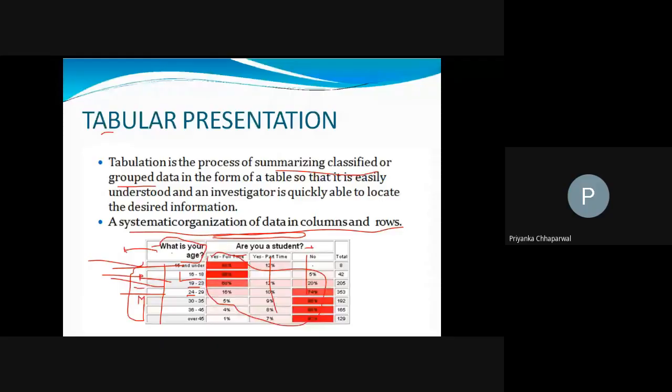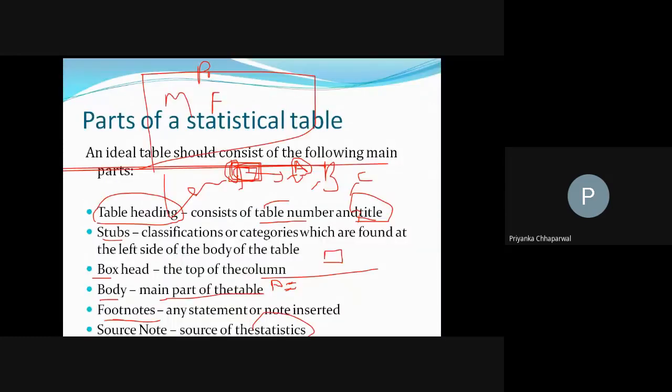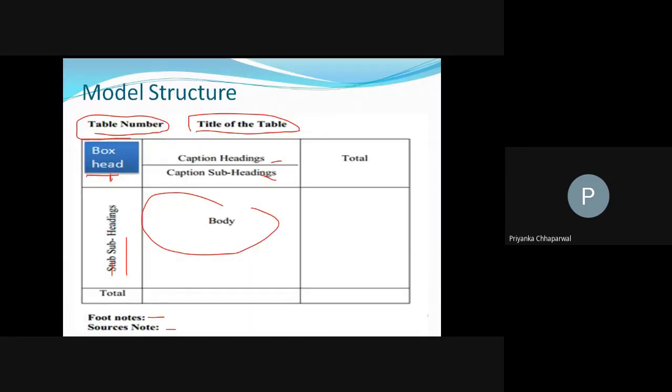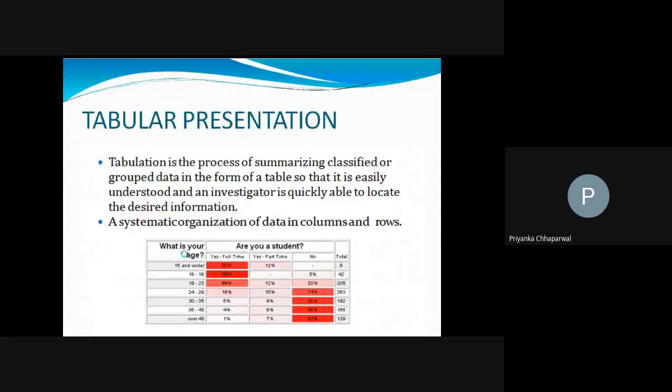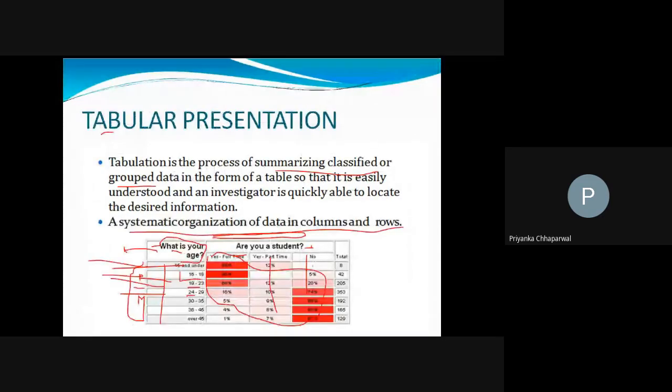So students, is it clear? It is your box heading. I am writing box heading. It is the box heading. It is your body of the data. What I have defined here, if I give one name to this variable, it is known as a stub.